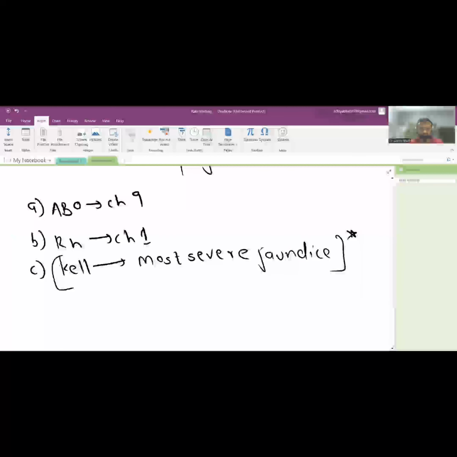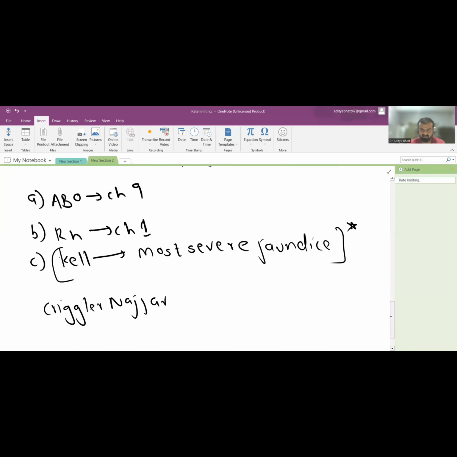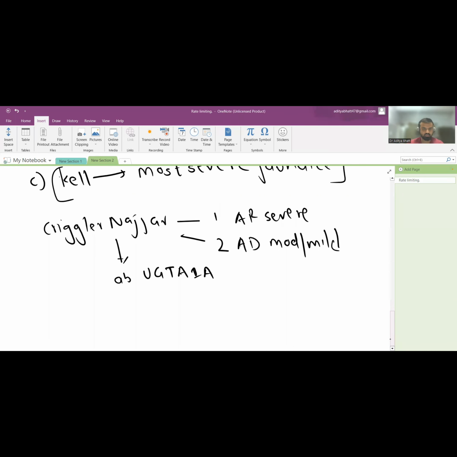There are some syndromes: Crigler-Najjar. Now, what are the types? Type 1 and type 2. Type 1 is autosomal recessive, very severe, and usually you require a transplant. If you do not give the transplant, the patient dies. Type 2 is autosomal dominant, and it is moderate to mild. This Crigler-Najjar occurs due to abnormality in UGT1A1.